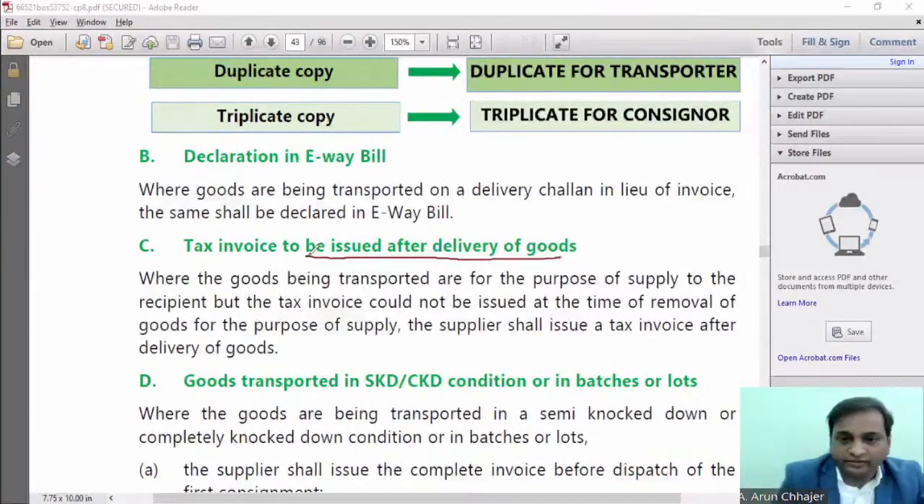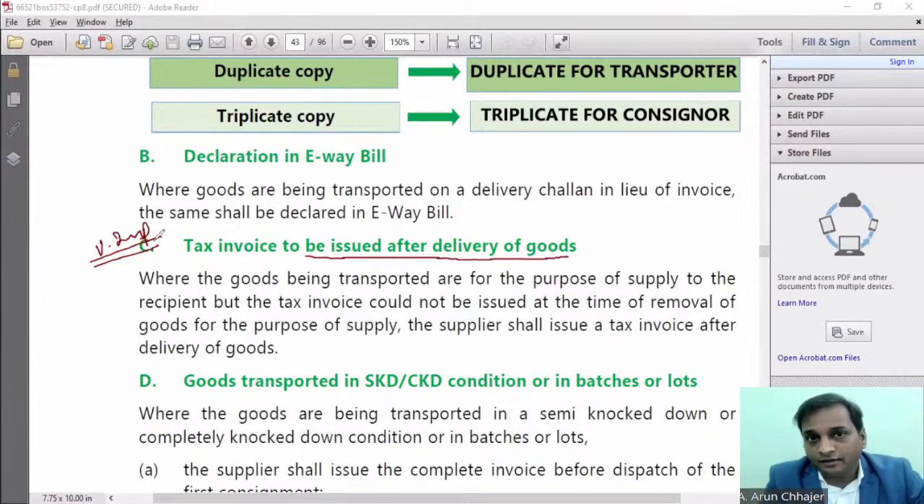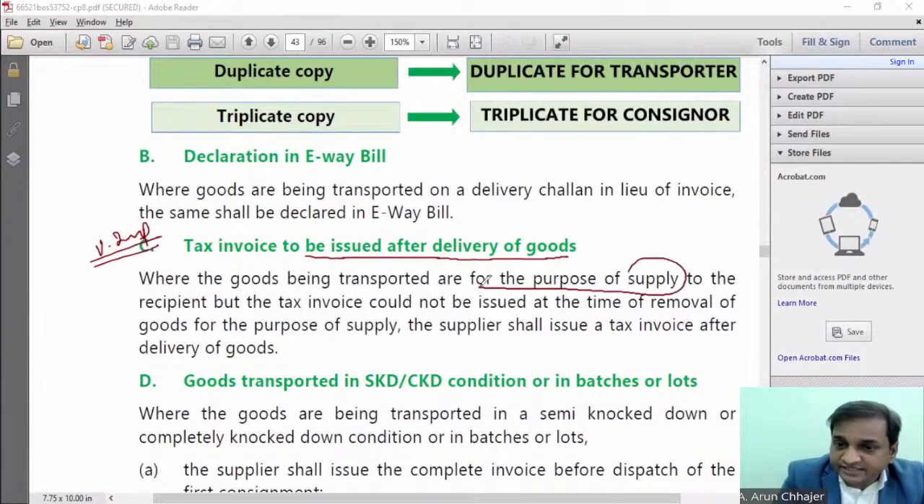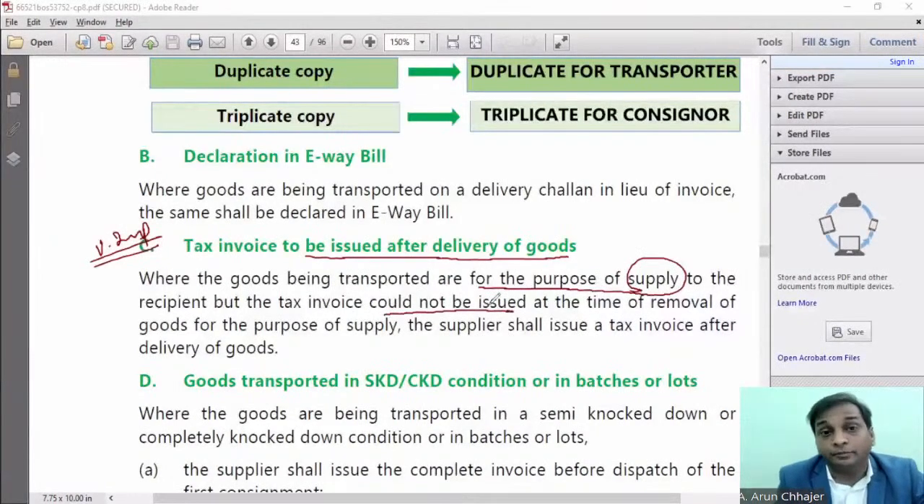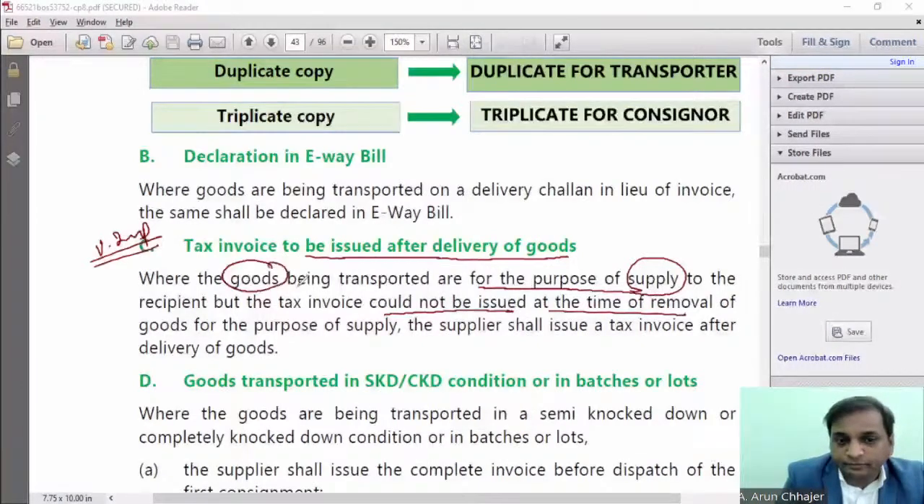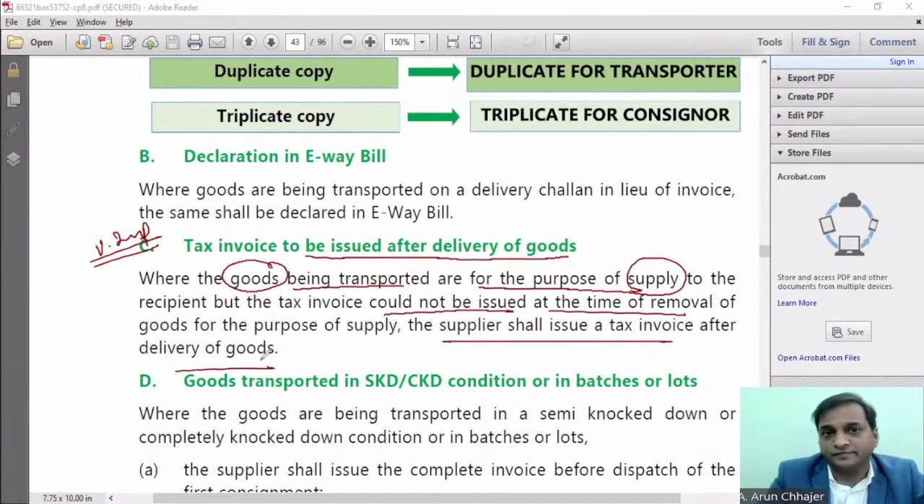Tax invoice to be issued after delivery of the goods. Very important. Because of any reason, if the transaction is a supply, if I am moving the goods and the movement is a supply, and because of any reason the invoice could not be issued at the time of removal, then I have the option that goods can be transported under the cover of the delivery challan and the tax invoice can be issued after delivery of the goods.